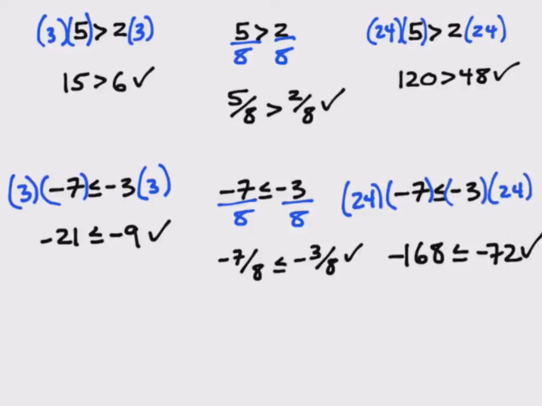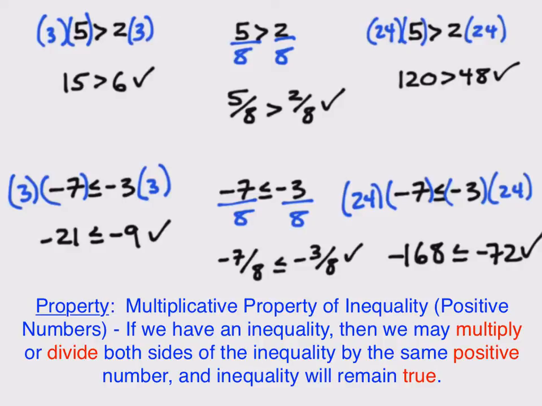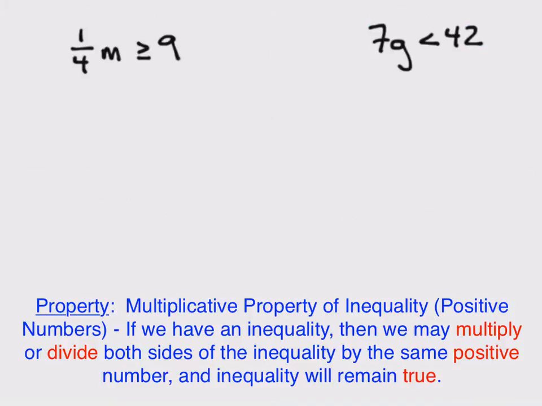Well, in all 6 examples, it appeared that if we multiply or divide both sides of the inequality by a positive number, our inequality remained true. So let's investigate a couple examples. In the first one, 1/4 times m is greater than or equal to 9. And first, I want to appeal to our intuition.